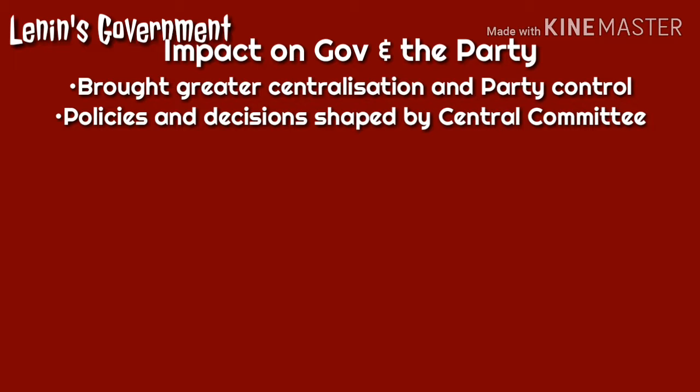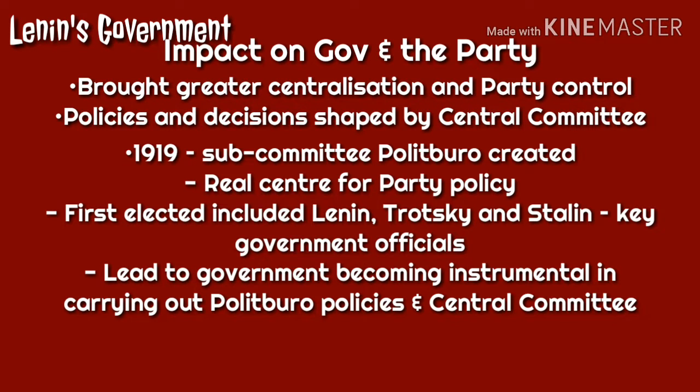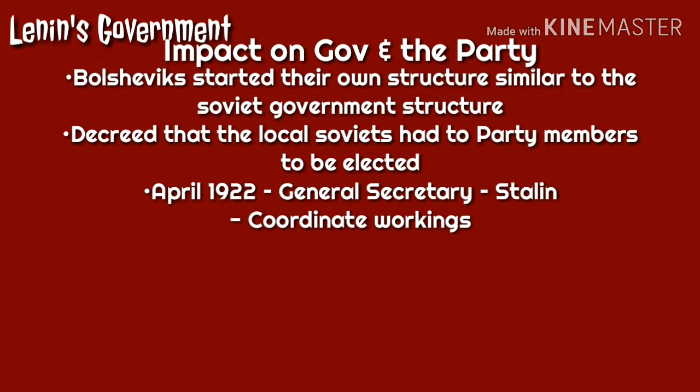Policies and decisions were shaped by the Central Committee, and in 1919 the subcommittee Politburo was created. This was the real center for party policy, and the first elected included Lenin, Stalin and Trotsky. This led to the government becoming instrumental in carrying out Politburo policies and the Central Committee. The Bolsheviks had their own party structure similar to the Soviet government.